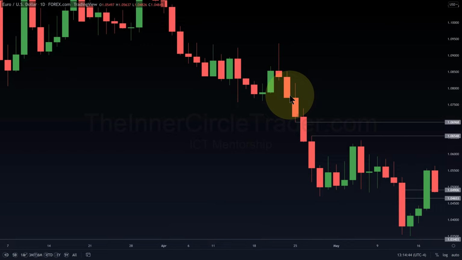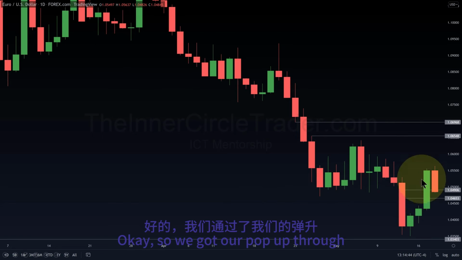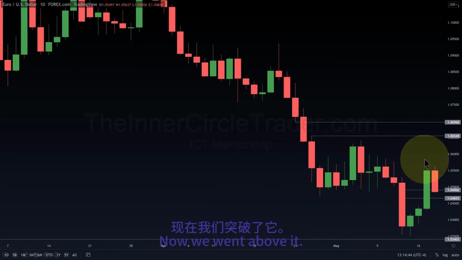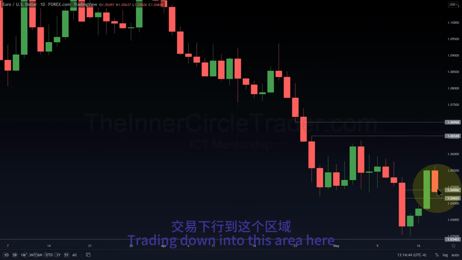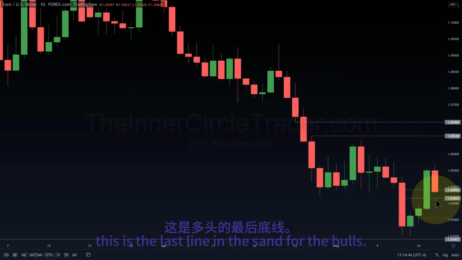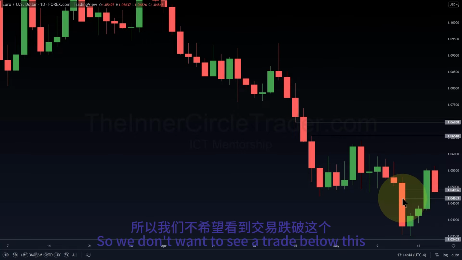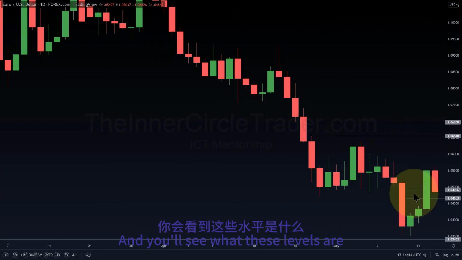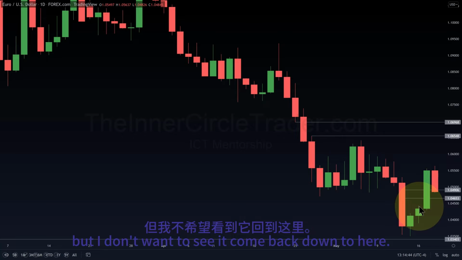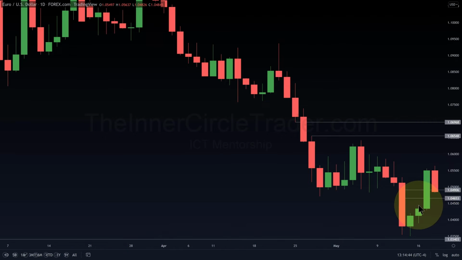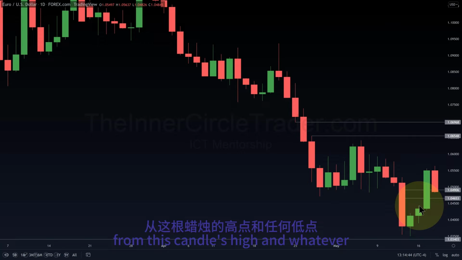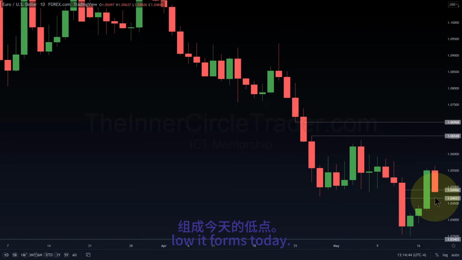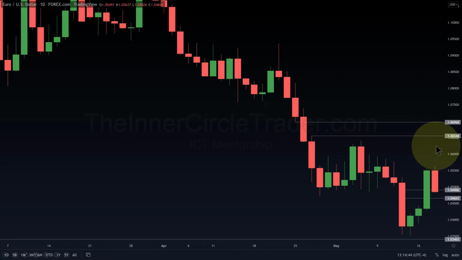Euro dollar daily chart. Okay, so we got our pop up through and completely rebalanced this. Now we went above it. Trading down into this area here, this is the last line in the sand for the bulls. So we don't want to see it trade below this level here. In other words, I don't even want to see it rebalance. And you'll see what these levels are when we drop down in lower time frames. But I don't want to see it come back down to here. I think that's not necessary. I'd like to see it remain open from this candle's high and whatever low it forms today.